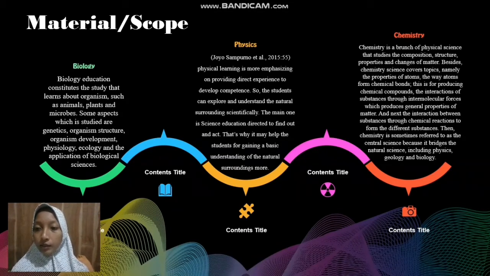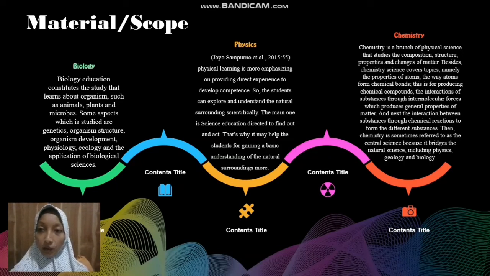And next, the interaction between substances through chemical reaction to form the different substance. Then chemistry is sometimes referred to as the central science because it bridges the natural science including physical, geology, and biology.